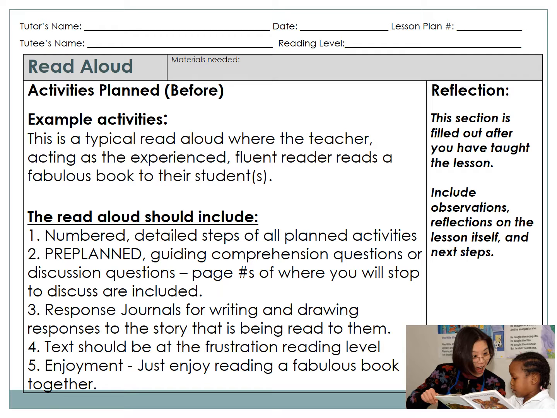Activities that you can incorporate, basically it's just a typical read aloud. However, for the interactive read aloud that we will be using in this class, there will be numbered detailed steps of all planned activities. There should be a before, during, and after. Pre-planned guiding comprehension questions or discussion questions should be included with page numbers of where you will stop to discuss each one. I would highly recommend using a response journal for writing and drawing. And again, this text should be at the frustration level, above the student's independent or instructional reading level.